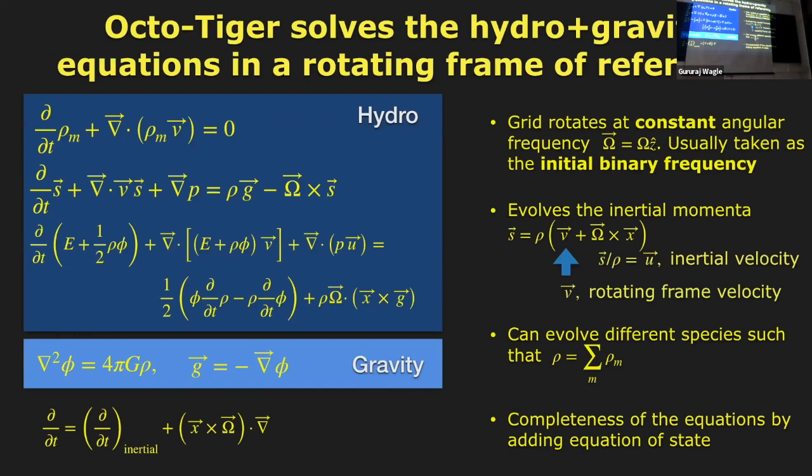So you can see the equations that Octo-Tiger solves, basically the hydrodynamic equations and the gravity equation. An important thing to note about Octo-Tiger is that we solve the dynamical equations on a rotating grid. So we have a parameter omega, which is constant, at which the grid rotates in the entire simulation. We usually set it to the initial binary frequency. We do that because in this way we reduce numerical viscosity. Once the grid is rotating with the binary, there is less viscosity and angular momentum is conserved better. It can also involve several species together, and of course we have equations of state to actually solve the equations.